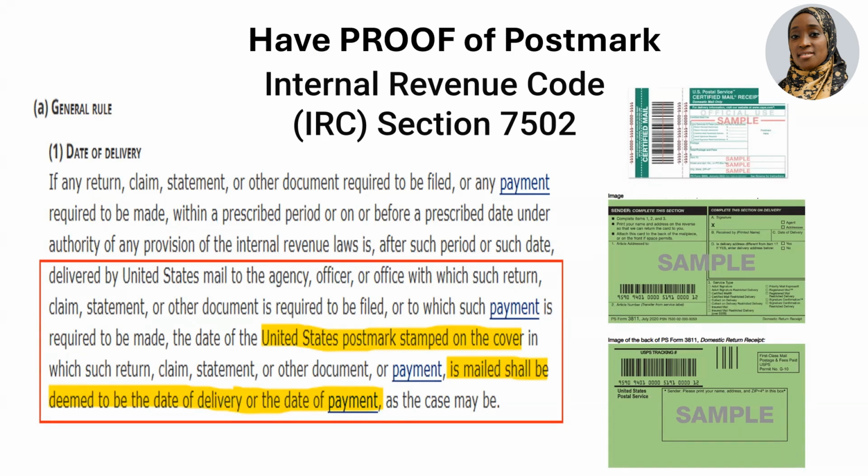The date that the United States postmark stamps it is the date that is considered that it is delivered, and therefore it is considered timely filed. If it's a weekend or a holiday, that will mean the next business day from March 15th or April 15th. It could be either certified mail or return receipt. You want to show proof that it was delivered and postmarked that day. Keep your proof and a copy of the extension.